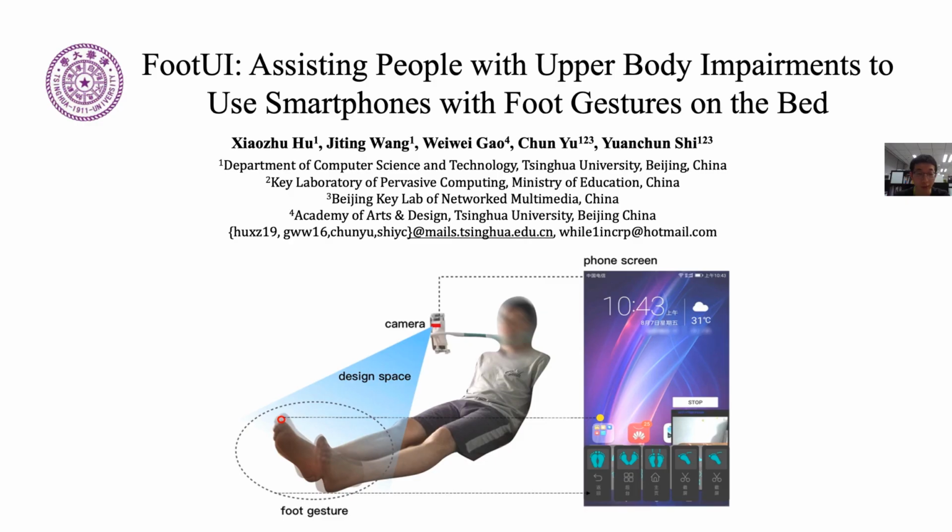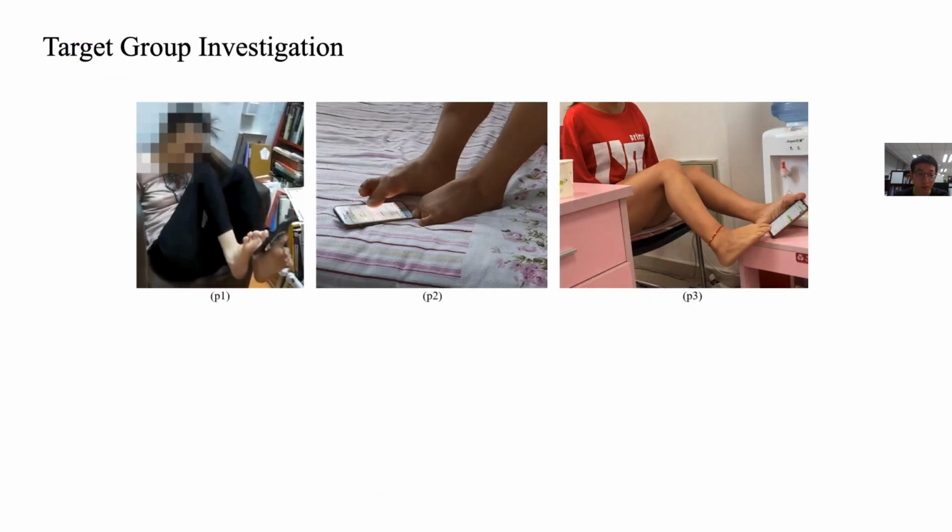Hello everyone, I'm Xiaozhu. The paper I'm going to present is FootUI, assisting people with upper body motor impairments to use smartphones with foot gestures on the bed. We focused on people with upper body motor impairments but some lower limbs. Our target group contains people with upper body paralysis, both arm amputees, and those who just got their upper body hurt and can only use feet for upper limb compensatory.